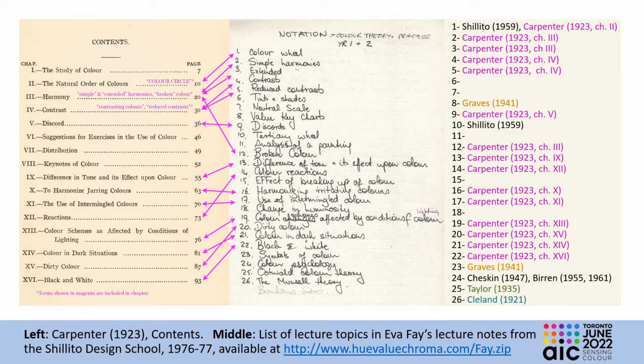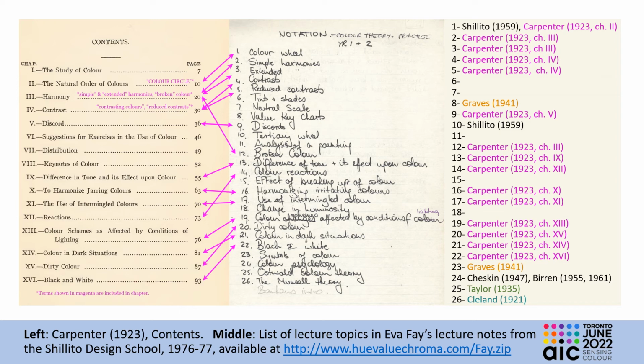Eva and I have found that these lecture notes also closely paraphrase or copy verbatim many of the same sources, including Graves and especially Carpenter, and many of the lecture topics are taken nearly verbatim from Carpenter's book. Eva's notes also include a few additional topics, including symbols of colour, verbatim from Graves, colour psychology, mainly after Faber Birren, and a handout on the Bauhaus Manifesto.